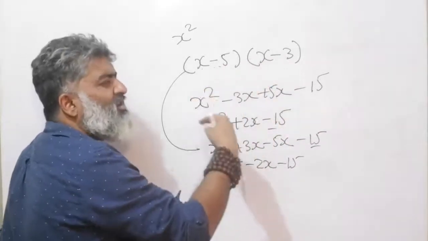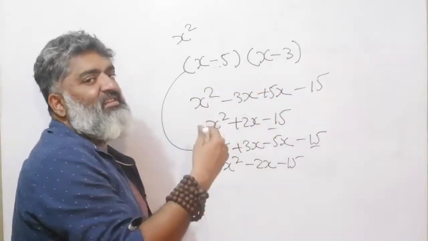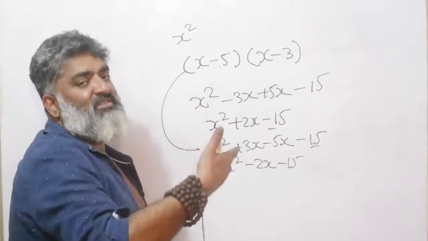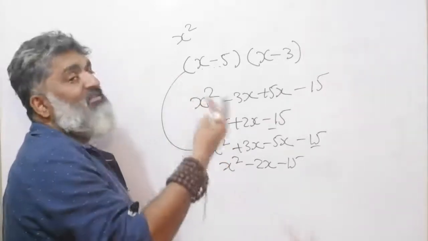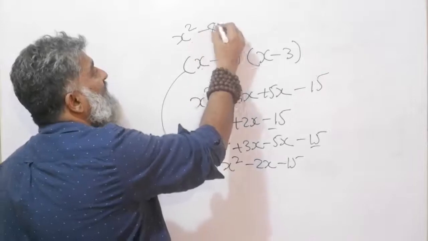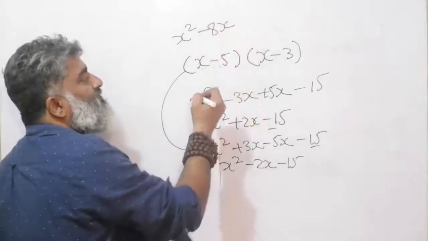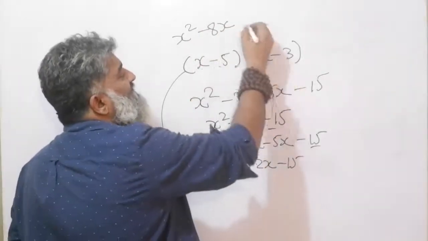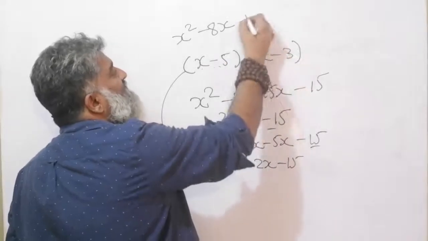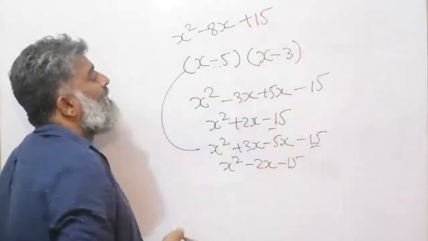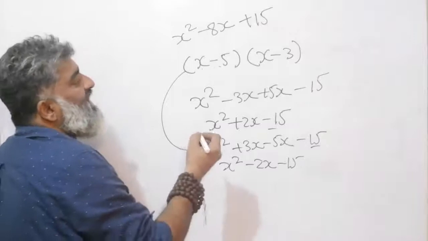Now I'm taking a shortcut, not even a shortcut, I'm just not writing the step down, right? That's how your muscles get developed. So minus 5 and minus 3 gives me a minus 8x, and minus 5 into minus 3 gives you a plus 15. So get familiar with the idea.